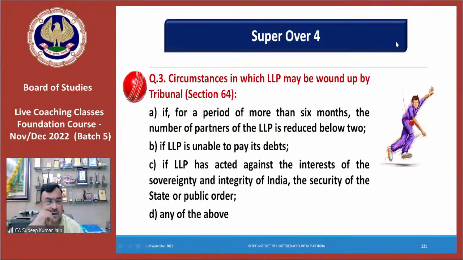Third question. Circumstances in which LLP may be wound up by tribunal, section 64. If for a period of more than 6 months the number of partners of the LLP is reduced below 2, if LLP is unable to pay its debt, if LLP has acted against the interest of the sovereignty and integrity of India, the security of the state or public order, any of the above.